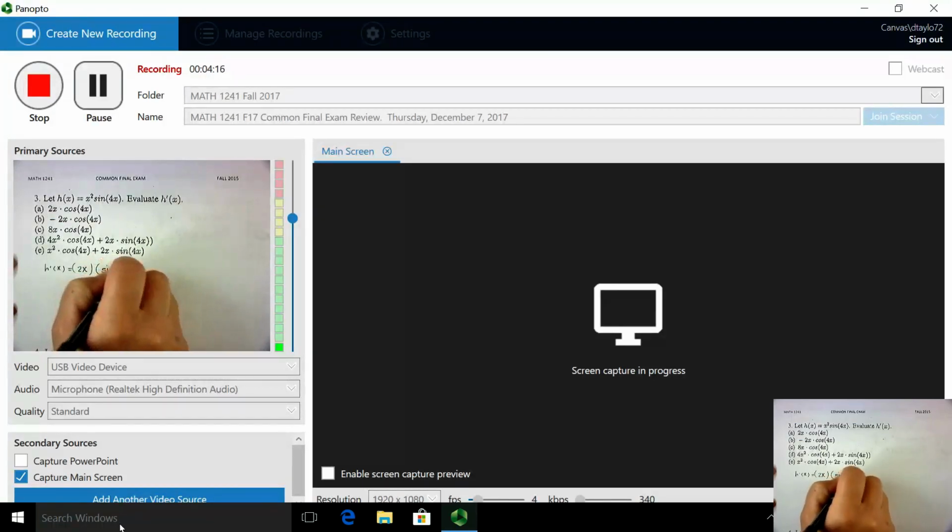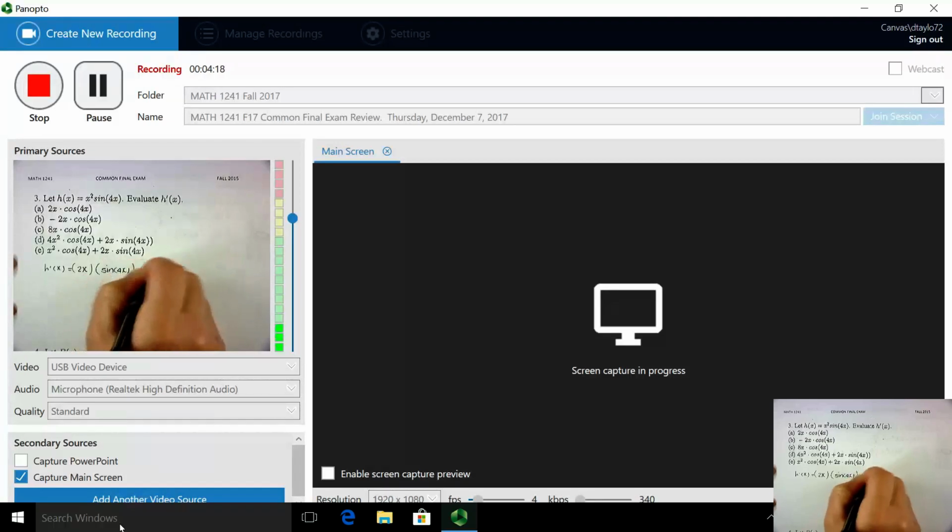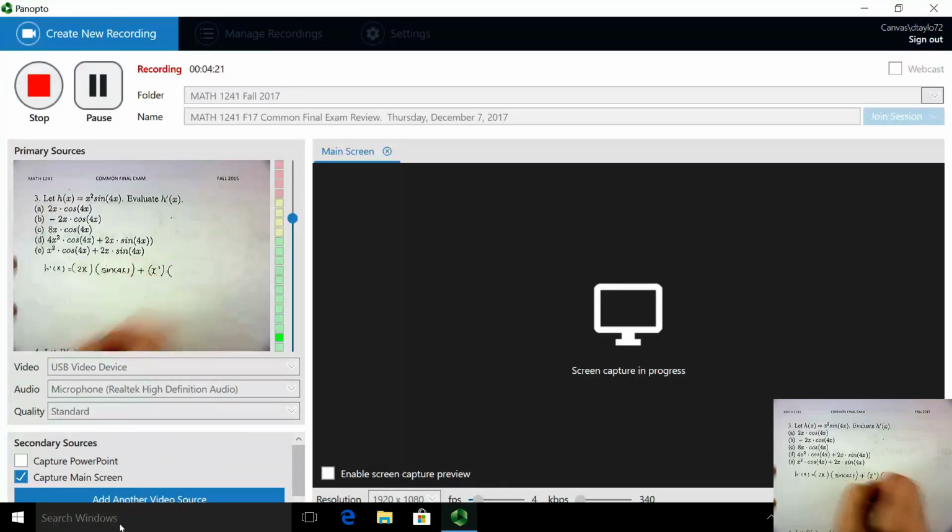derivative of the first times the second, sine of 4x, plus the first, x squared, times derivative of the second, derivative of sine of 4x by the chain rule, derivative of the outside, derivative of sine is equal to cosine, leave the inside alone, 4x, times derivative of the inside, derivative of 4x is equal to 4.